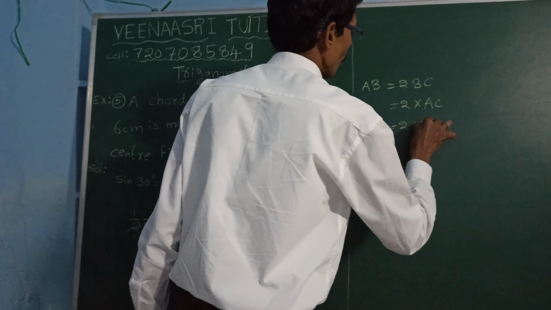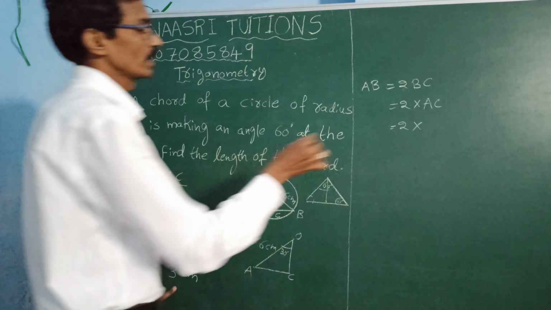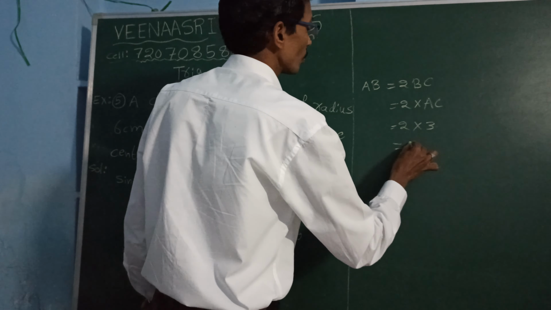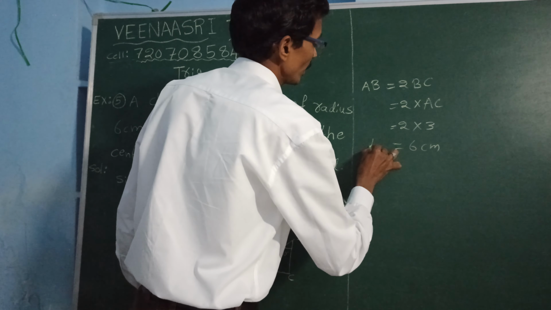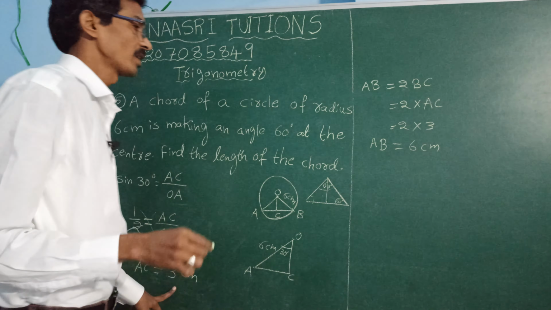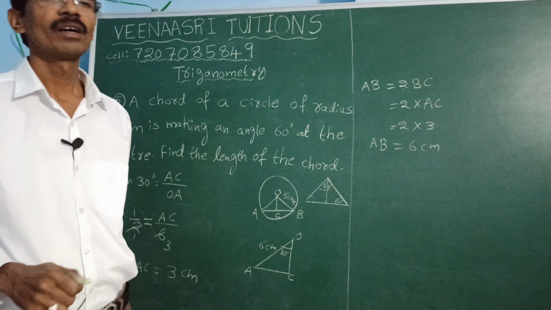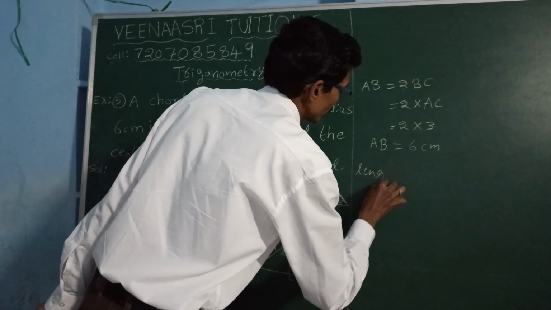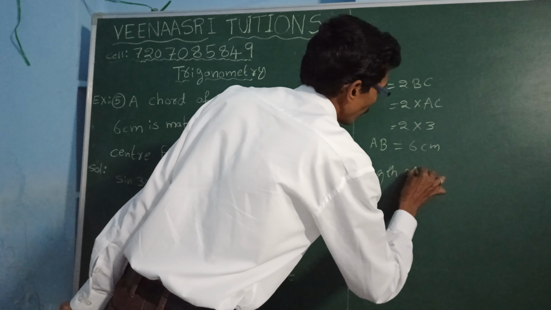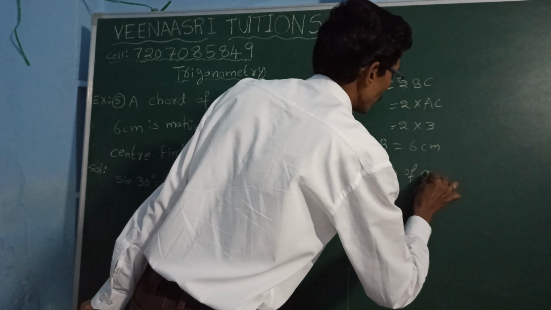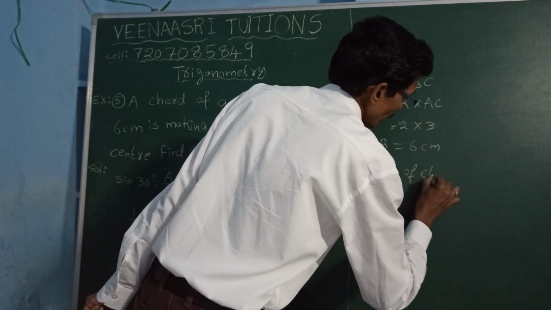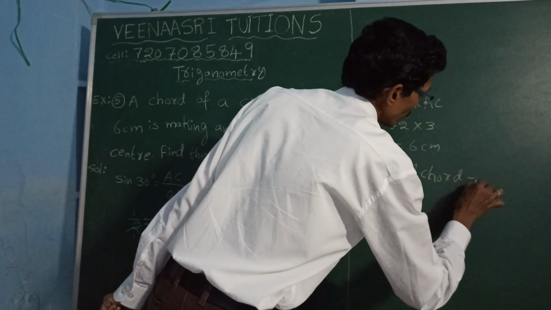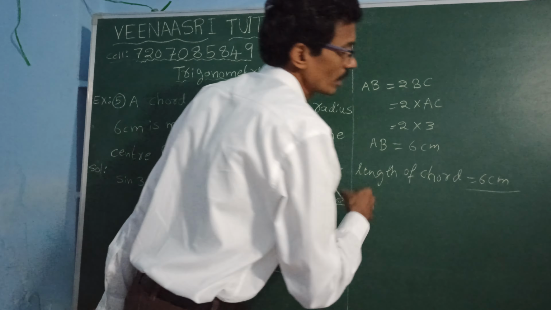So we got the answer. AC is equal to 3 centimeters. So 2 times 3 is 6 centimeters. So AB is equal to 6 centimeters. So it is the length of the chord. So the right answer: length of the chord is equal to 6 centimeters.